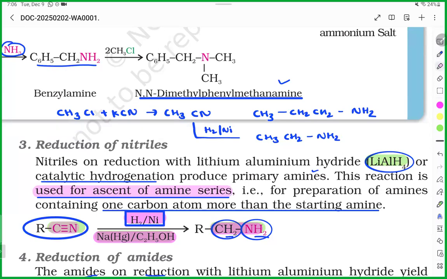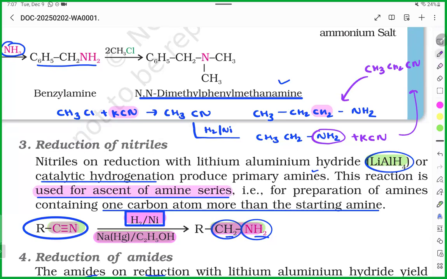But make sure you are adding KCN, not AgCN. Then the reaction will be different. Second, we have to produce three carbon, but we are producing only two carbon. What you have to do? Again, replace this NH2 using KCN. Okay, then what will happen? It will be like CH3CH2CN, and then it will be.